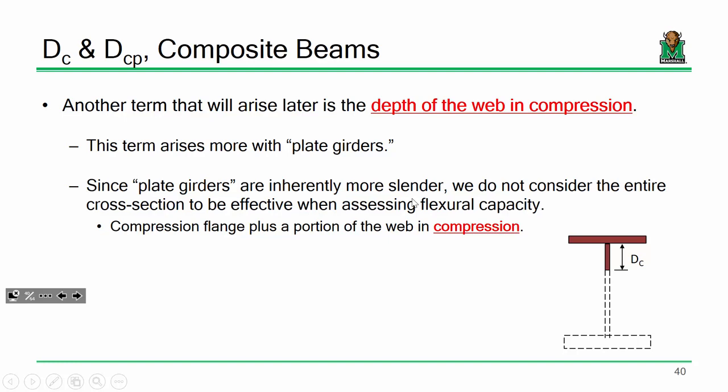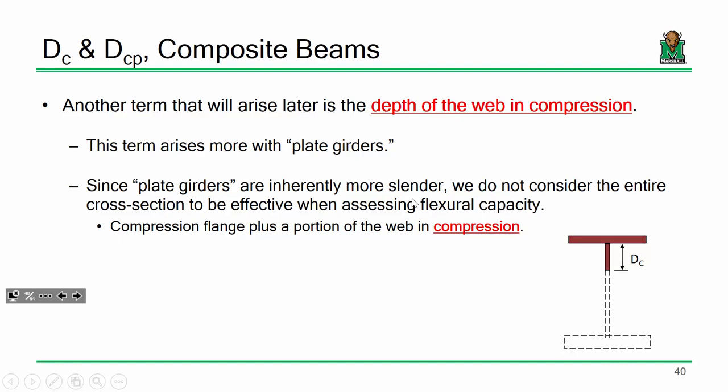Okay, so D sub C. D sub C is a term that shows up quite a bit in the spec, and it's the depth of the web in compression. D sub CP is how much web is in compression at the plastic moment. So, to give you an idea, in our last example, we computed MP, and we found that the plastic neutral axis was in the slab, right? Isn't that what we found on that example, that it was in the slab? Well, that means that the plastic neutral axis is in the slab. Everything above that line is in compression. Everything below it is in tension.